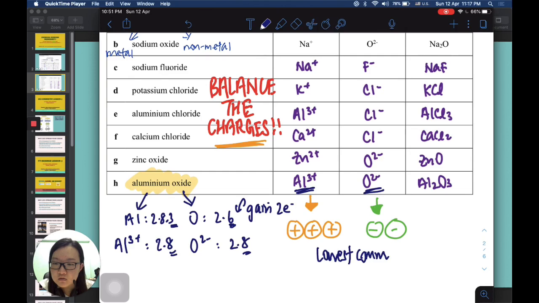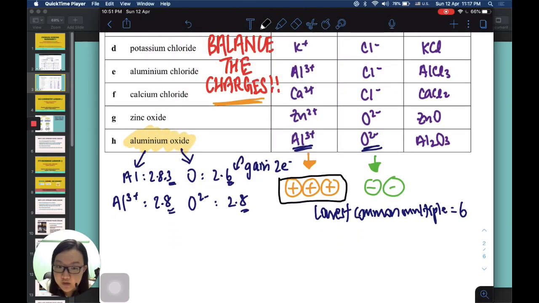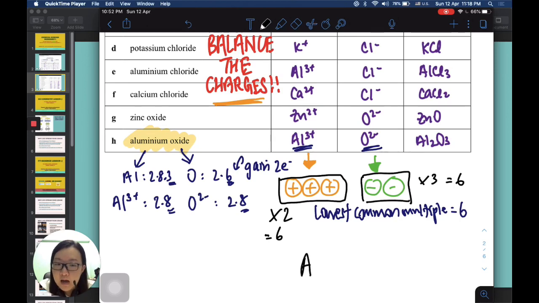You can actually use your mathematics concept of lowest common multiple, in this case 6, in order to balance the charges. So how does that look? For the cation, now you have 3, so to become 6, you need to multiply by a factor of 2. And then the anion side, you multiply by a factor of 3 to again get 6 negative charges. So now it is balanced, right? So how do you write the final chemical formula? Al2O3. Done. Simple. If you can do this, you are a winner. Chemical bonding is a piece of cake.